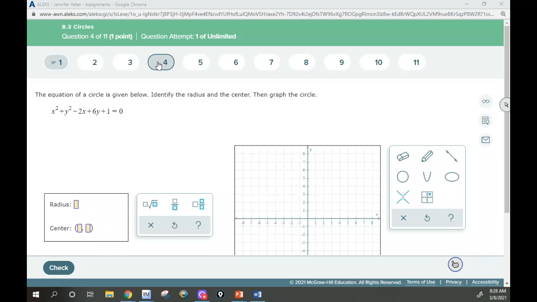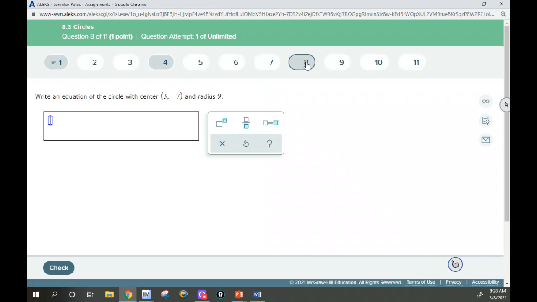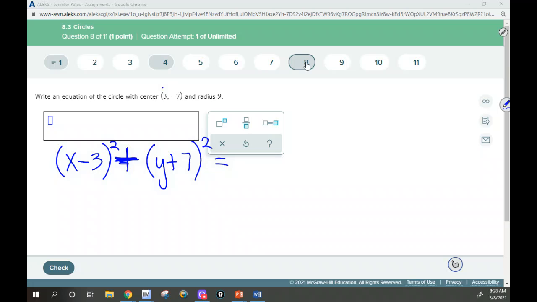Let's see, there was one more type of problem. I just want to peek at it and see what it was. This time we need to write the equation of the circle. So, pretty friendly, especially if you're looking at your formula. We've got x minus what? 3. Don't forget your squared. Plus y minus what? So, minus a negative equals, nope, just missed it. 81. We've got to square that radius.